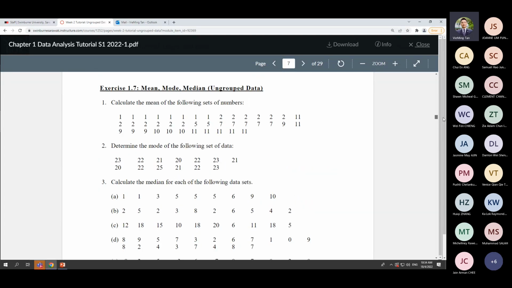Exercise 1.7. We can start from exercise 1.7. Okay, these are all ungrouped data.